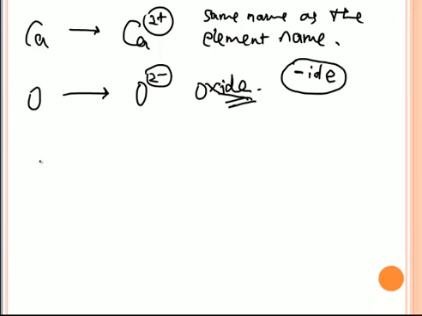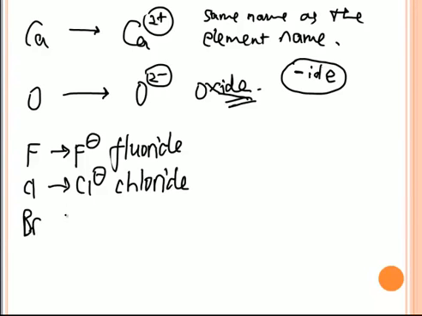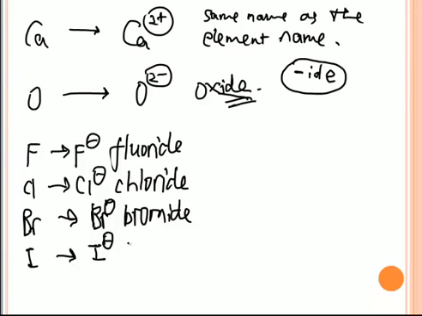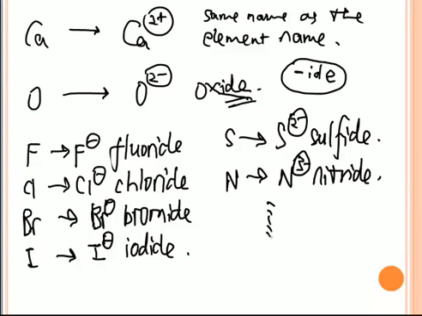As we said before, fluorine is going to turn into fluoride, chlorine into chloride, bromine into bromide, iodine into iodide, oxygen into oxide, sulfur into sulfide, and nitrogen into nitride. And the list goes on and on.